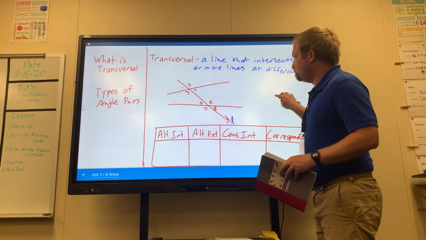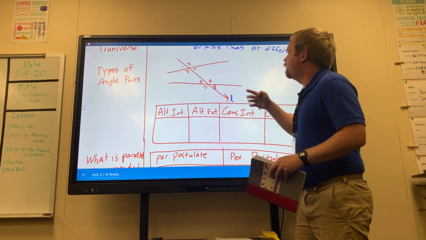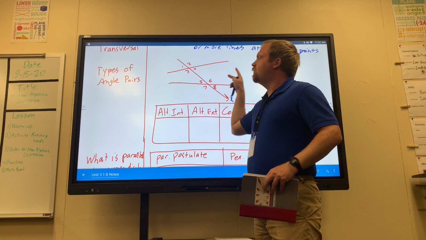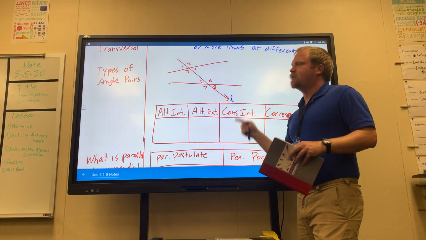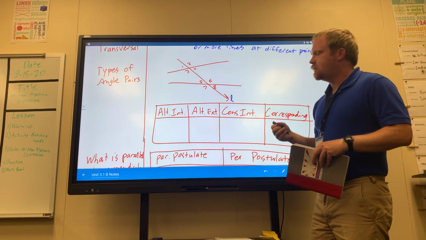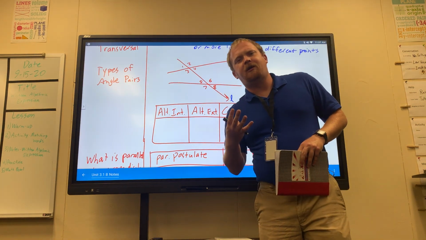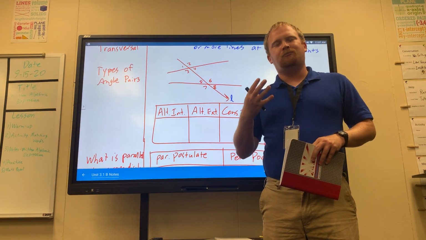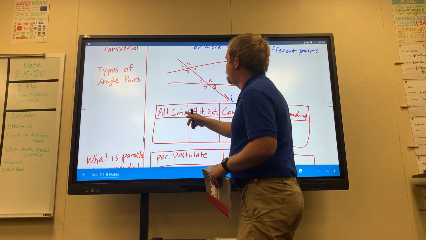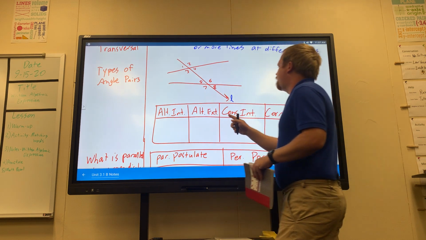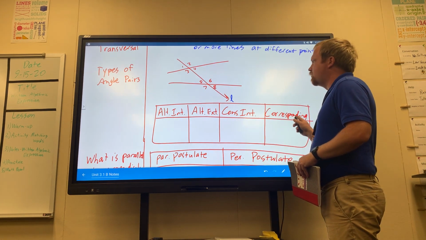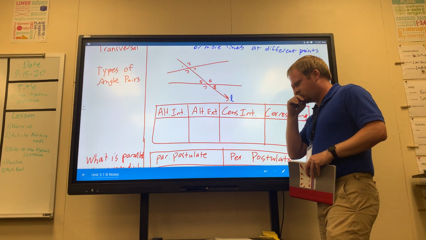So if you notice, we have two lines here, and because of this transversal, we have 8 different pairs of angles. Now, there's 4 different types of pair of angles that most of geometry deals with. We have alternate interior angles, alternate exterior angles, consecutive interior angles, and corresponding angles.